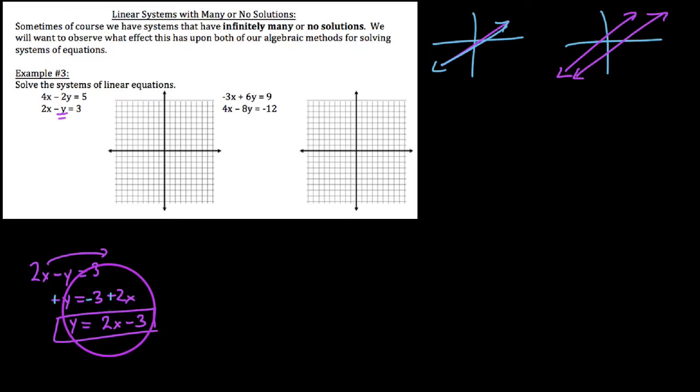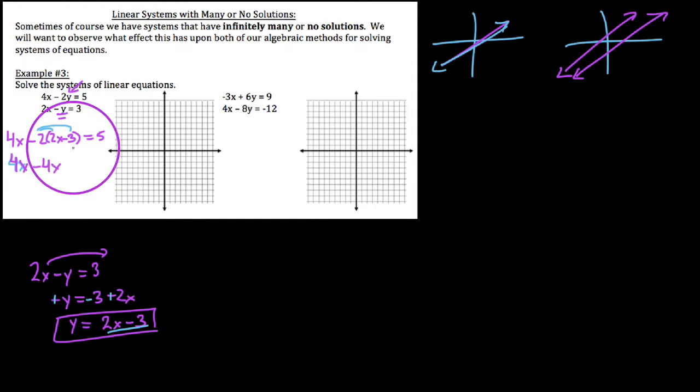And the reason why that's important is because now we're going to substitute that into the other equation. So now we come up with this. The statement 4x minus 2y equals 5 now becomes the statement 4x minus 2 times y, which is the same as 2x minus 3. Plug that in there, 2x minus 3. We can now isolate for x here. We've only got x's left. So we say 4x minus 4x minus a negative 2 times negative 3, which is a positive 6, equals 5.